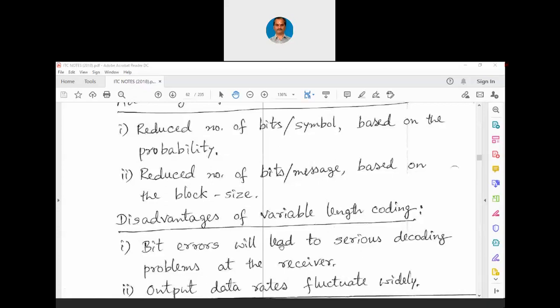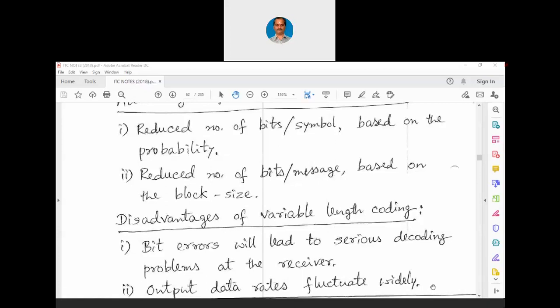The another disadvantage is the output data rates will fluctuate widely. I had given an example earlier that if a human voice is sampled, quantized and encoded, then for each sample, it is going to be 8 bits, and it is a Nyquist sampling rate, and it is 4 kilohertz into 2 into 8, that is going to be 64 kbps.